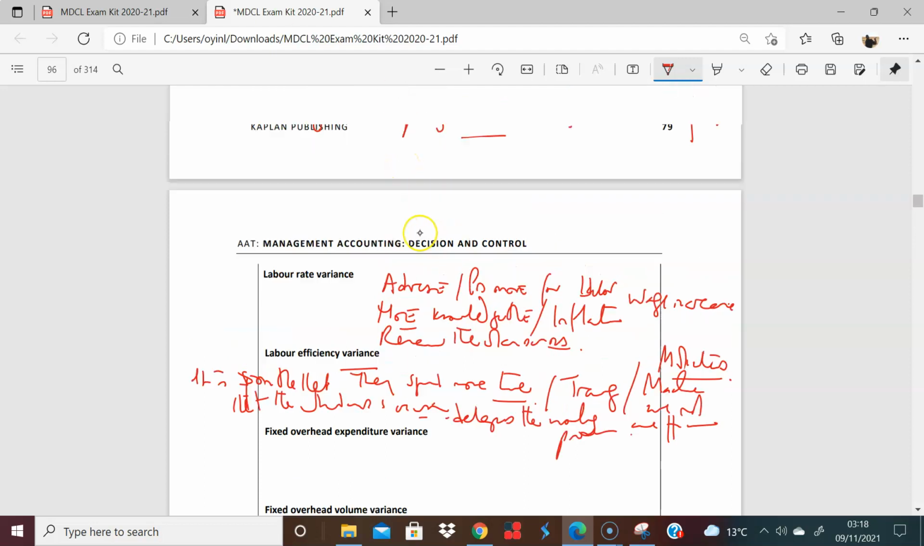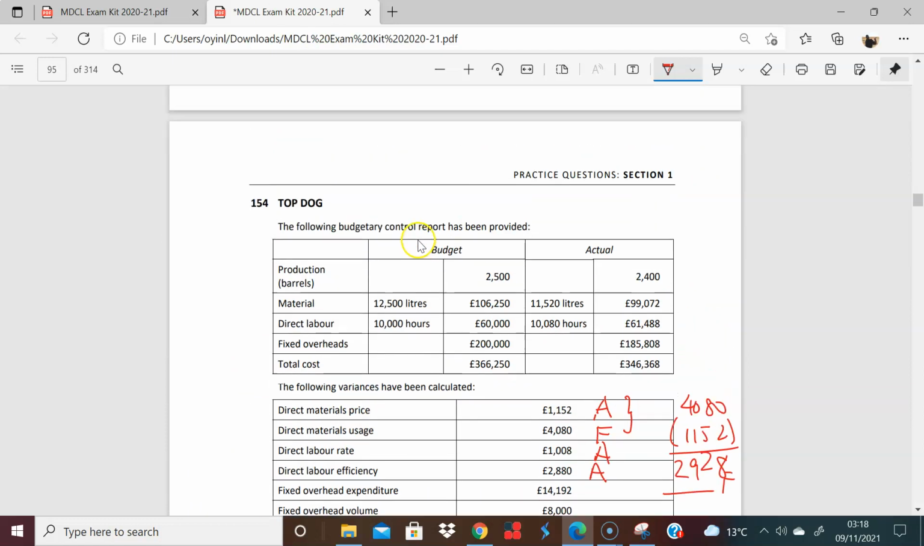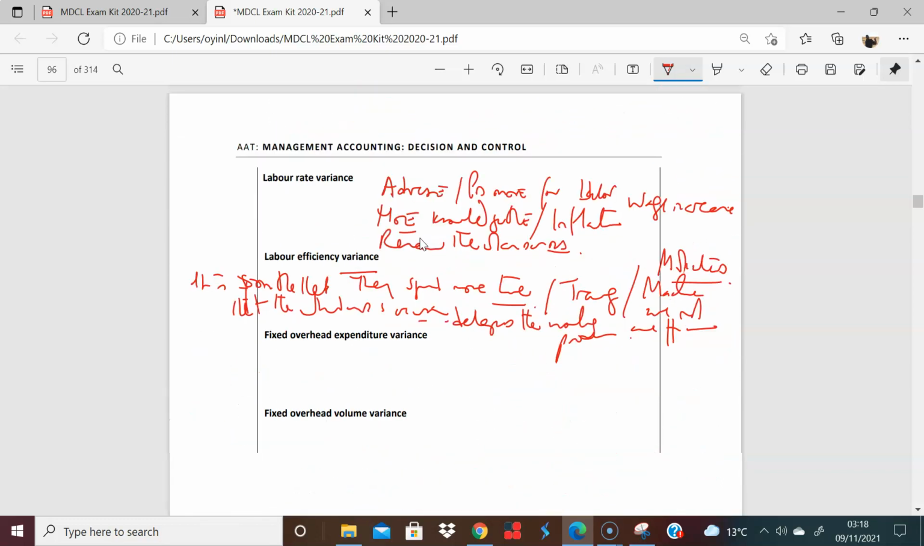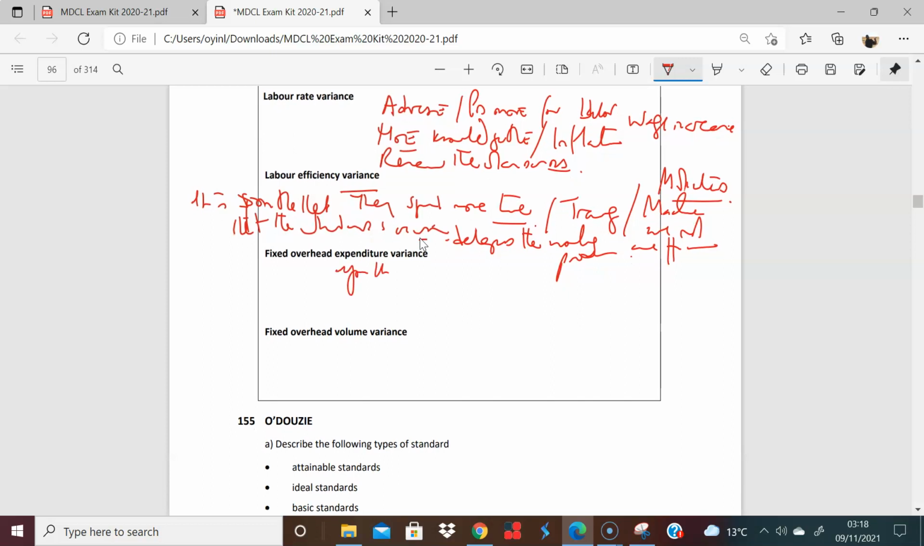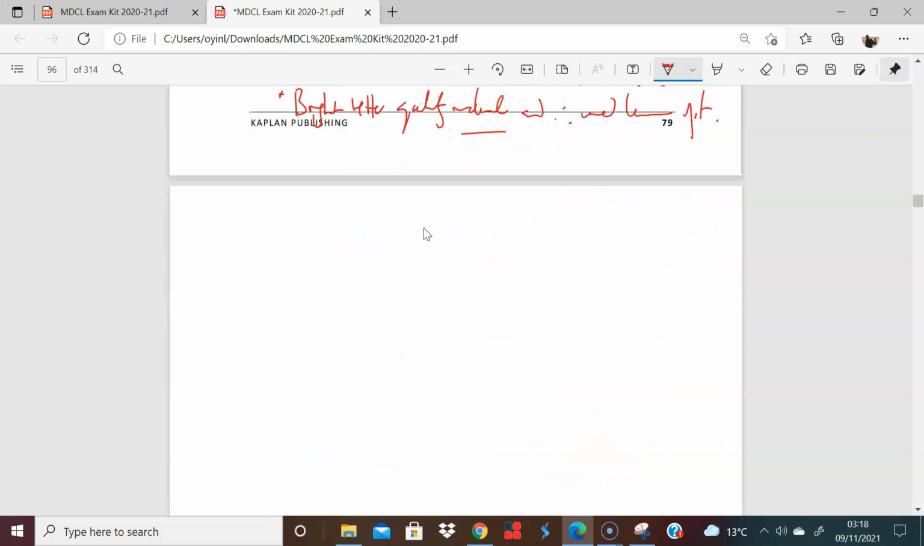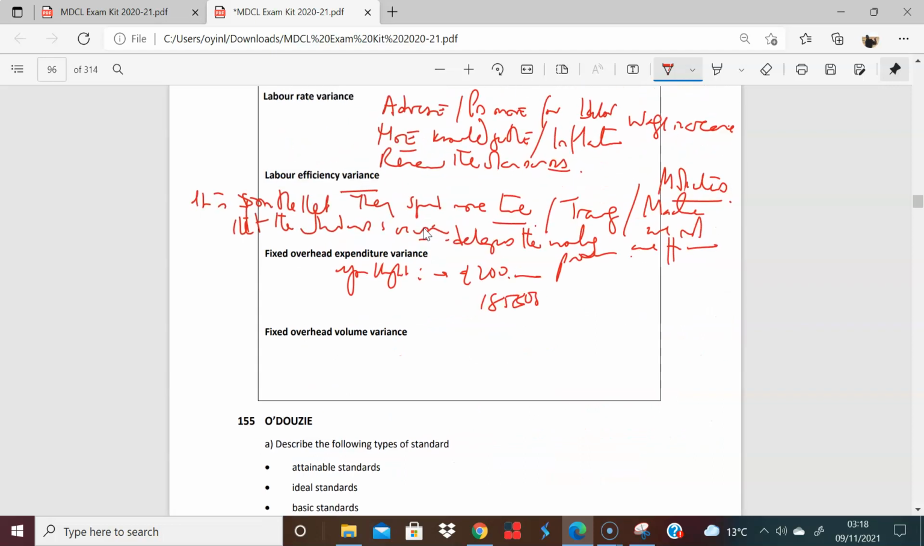Right, let's move on to the fixed overheads. This one I can do right on here. Now remember this thing here. Oh, okay, sorry. Here it is. This thing here is perfect. Fixed overheads, and these two things here. You thought this is favorable. You thought you were going to spend 200,000. You spent 185,808. This is your expenditure variance, and this is favorable.